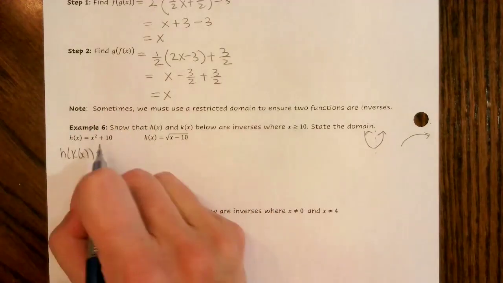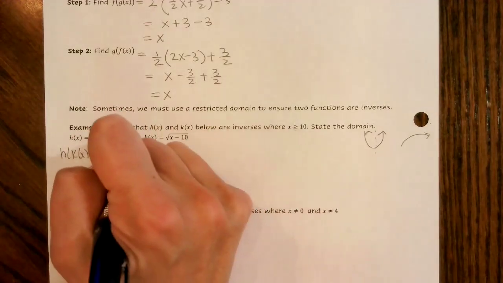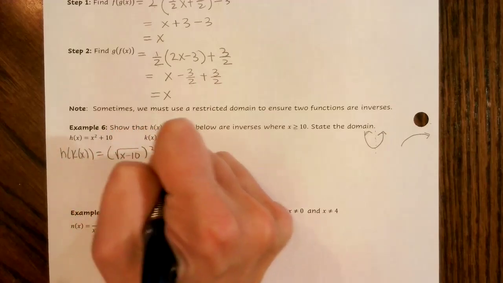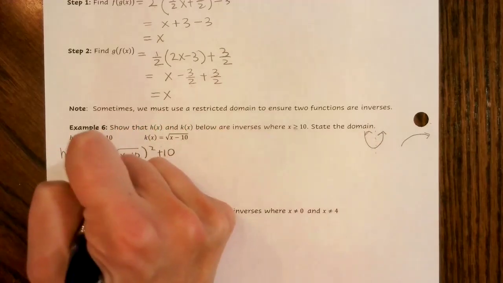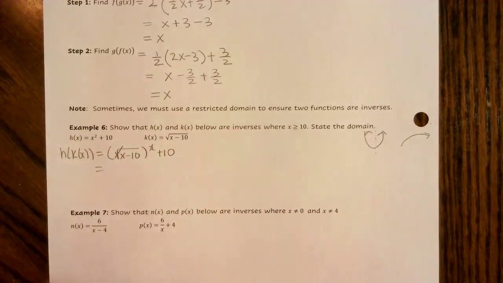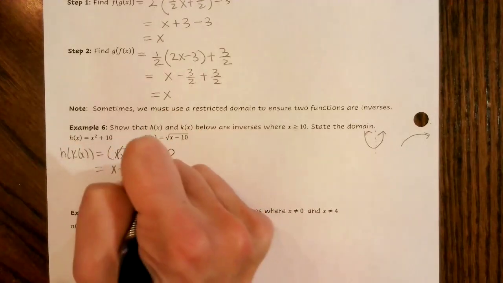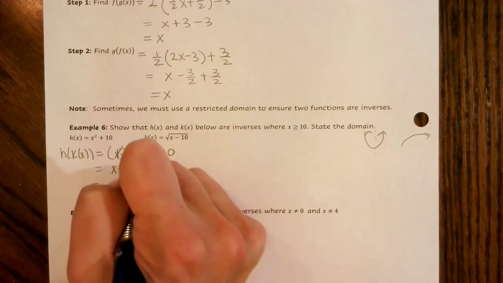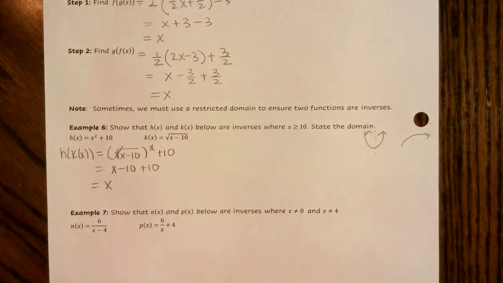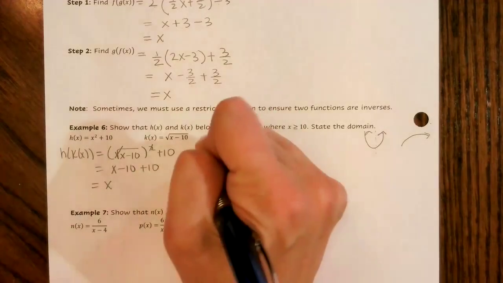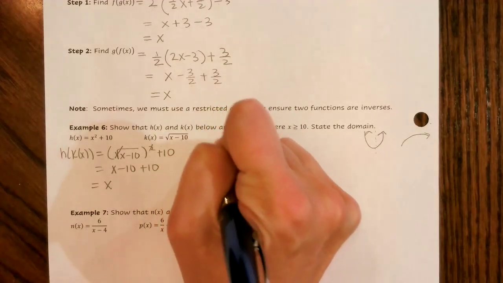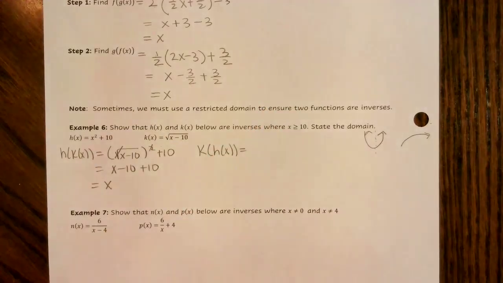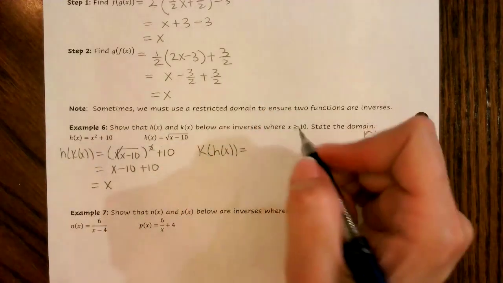And so I'm going to plug in my k of x, and I get the square root of x minus 10 squared plus 10. The square root and the square cancel, and so we get x minus 10 plus 10. And that is 0 there when you add the negative 10 plus 10, so that is just x. Now again, you do have to do both sides to prove that is true. And so now I'm going to do it the other way around.